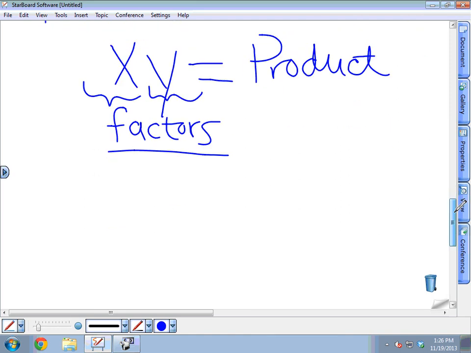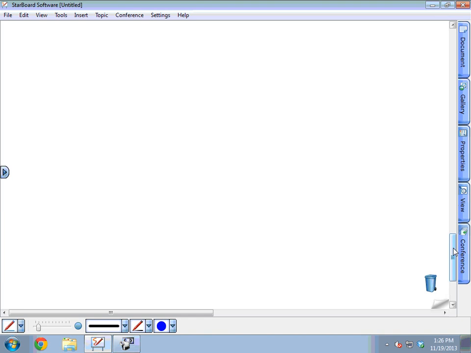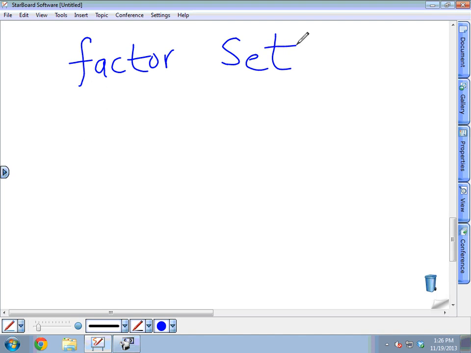Then you have a factor set. And this is just the set of all of the factors of a number. So pick a number for me, Maggie. All right, well, how about a bigger number? 56. Okay. So we want to do a factor set of 56. That's all the factors, all the things that will multiply to get 56.